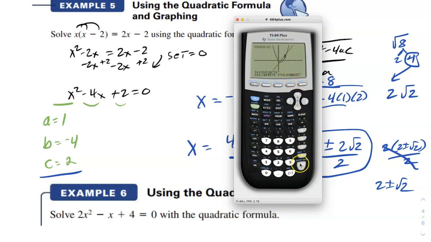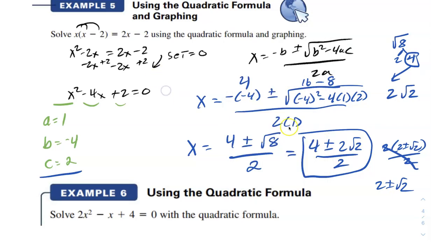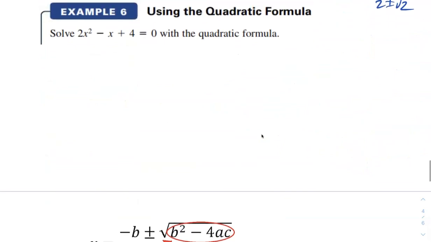Is that the second curve? Yeah, it is. Hit enter and it asks for a guess. And you get the decimal for 2 plus rad 2, 3.414. So there we go. Solved it 2 ways. So let's solve this last one here. Not this last one, but let's solve this one using the quadratic formula.